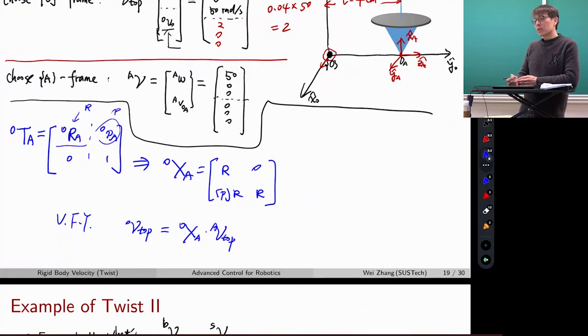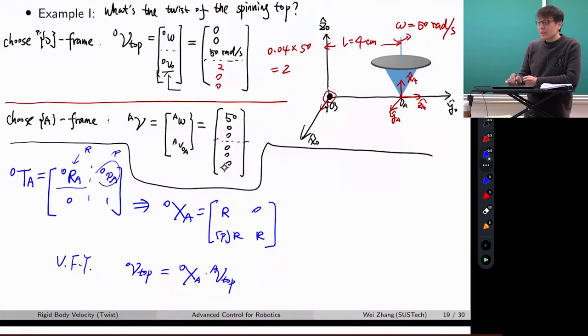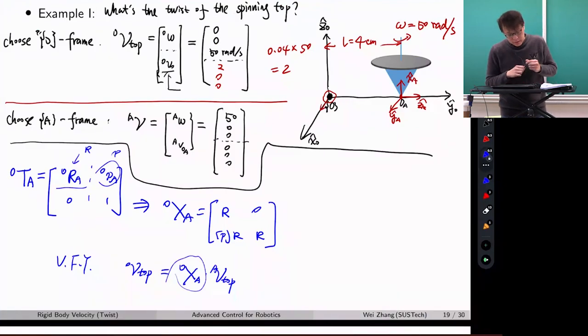Just check numerically that our derivation is correct, of course. I think you believe me, but you can verify because we already computed this, right? This is VA, this is VO. They are related by this. Verify that after class, okay?